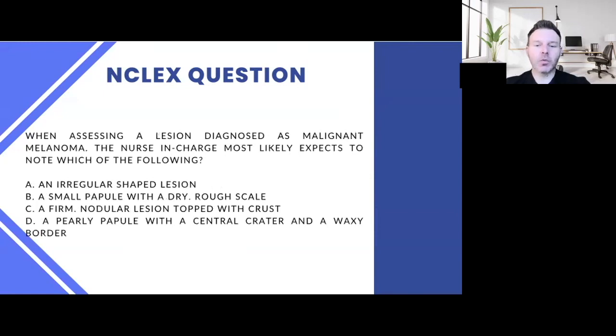Next question. When assessing a lesion diagnosed as malignant melanoma, the nurse in charge most likely expects to note which of the following.